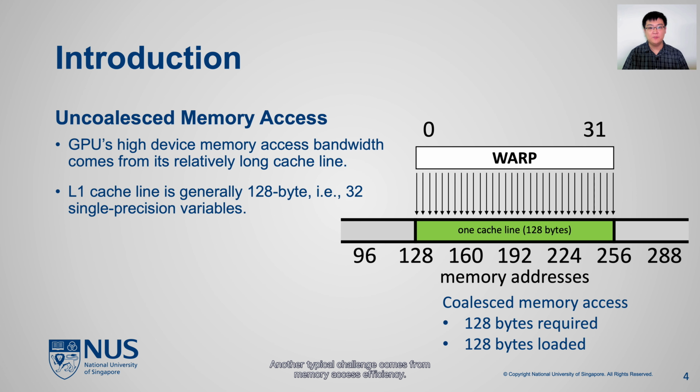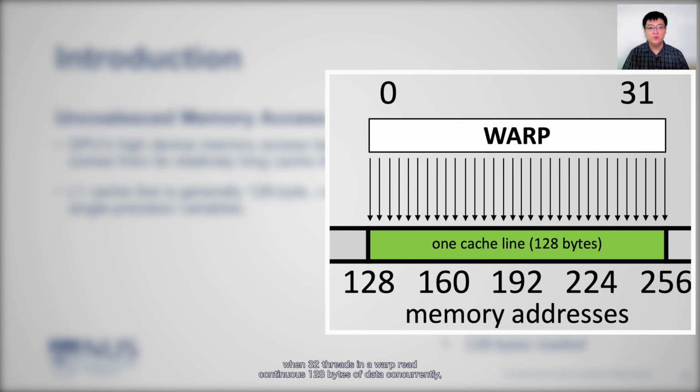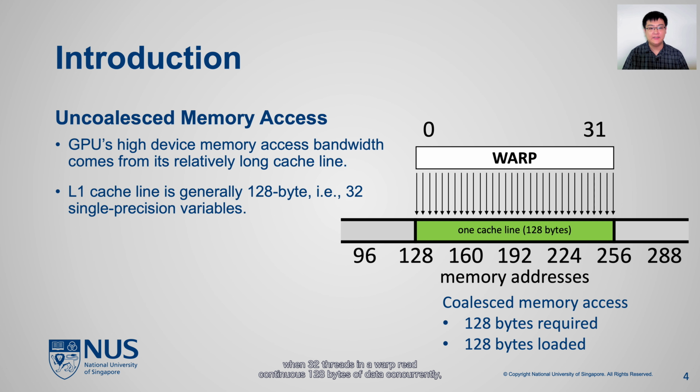Another typical challenge comes from memory access efficiency. A GPU's high device memory bandwidth comes from its relatively long cache line. Its L1 cache line is generally 128 bytes, that is 32 single-precision variables. Data is loaded from memory by cache lines. As shown in this figure, when 32 threads in a warp read 128 bytes of data concurrently, only one cache line needs to be loaded from the device memory. In this case, the memory access efficiency reaches the highest, that is 100%.